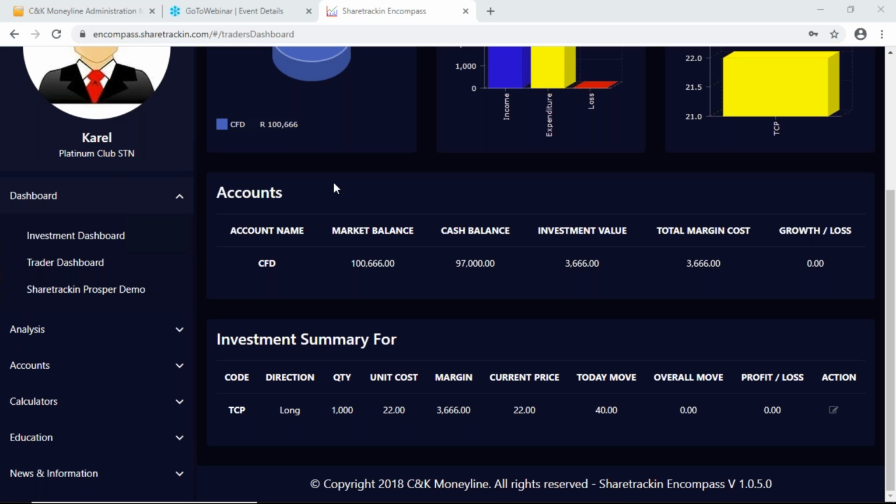So the one question I got was, does it close for you automatically on the stop loss? Like I said, it should close it automatically for you. I haven't tested out the stop loss yet, so I can't give you a concrete answer on that. You guys saw my mail address at the start. The person who asked me this can just send me a mail to Karel at sharetrackin.com, and just ask me that question, and I will just go and make certain for you.